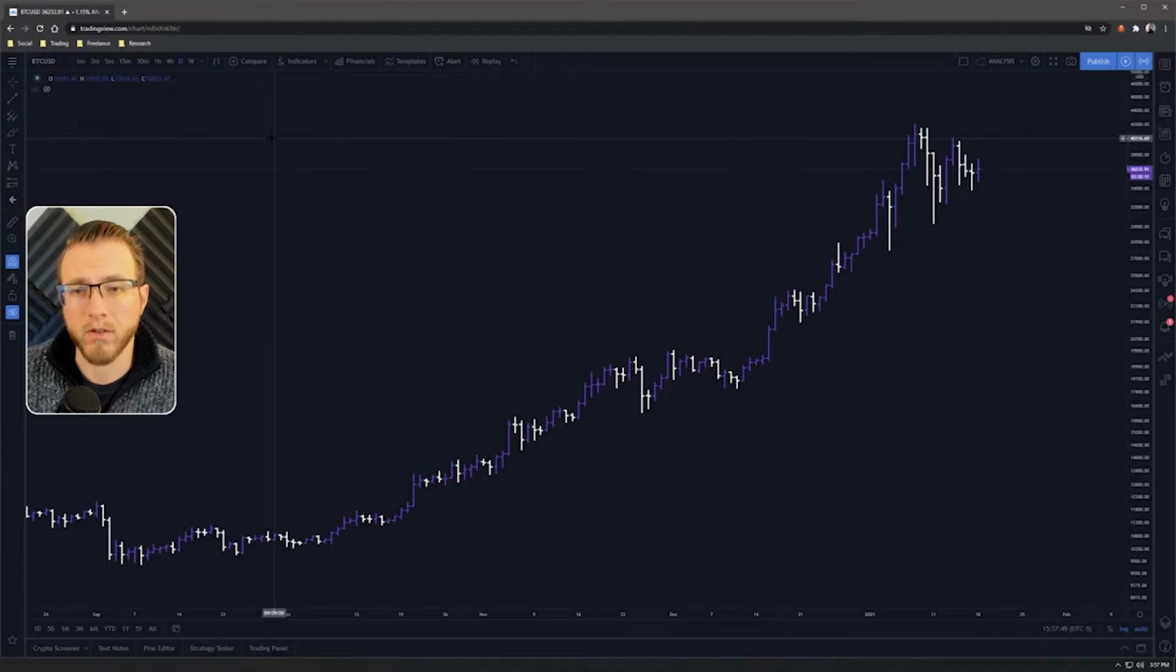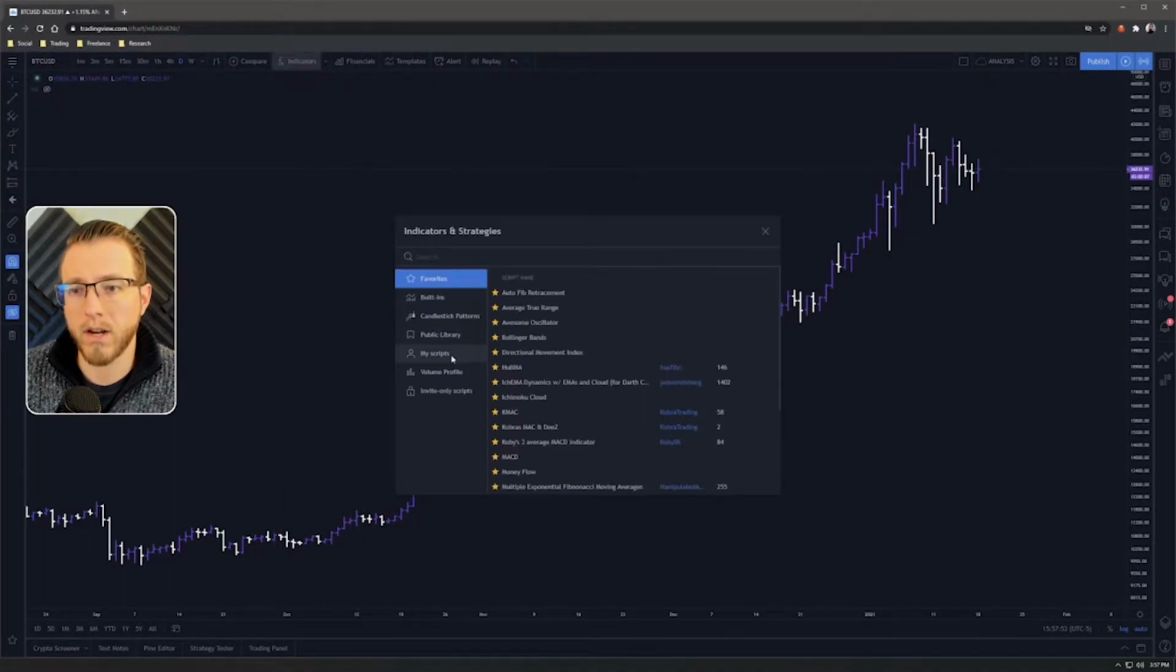So the very first thing that you're going to want to do is come up here on TradingView and click indicators. I already have mine favorited over here. So I actually use a modified one. This is the original, and this is one that was made by Jesse Feinberg. He's also known as Darth Crypto.